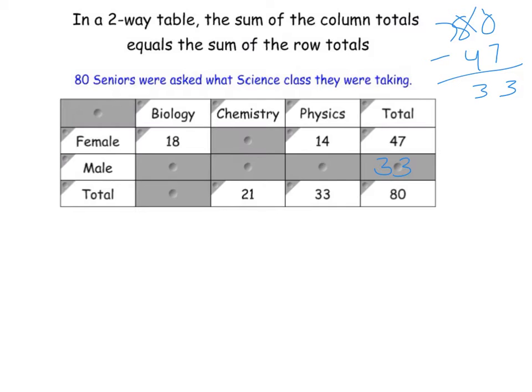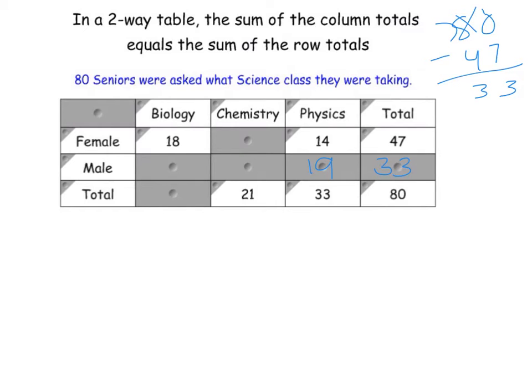I could do the same thing for physics, which would mean that I would take the total 33 and subtract the number of females, 14, and I would end up with 19 males in physics.